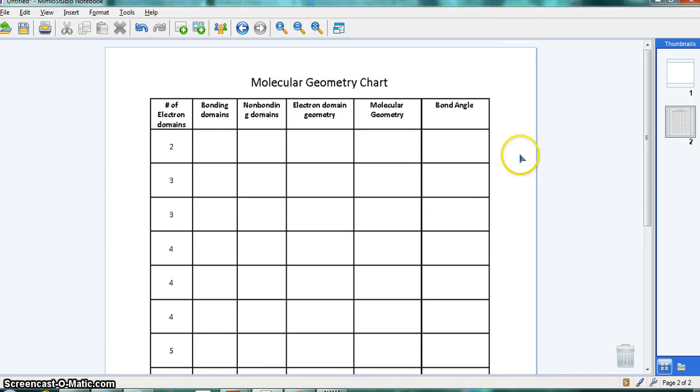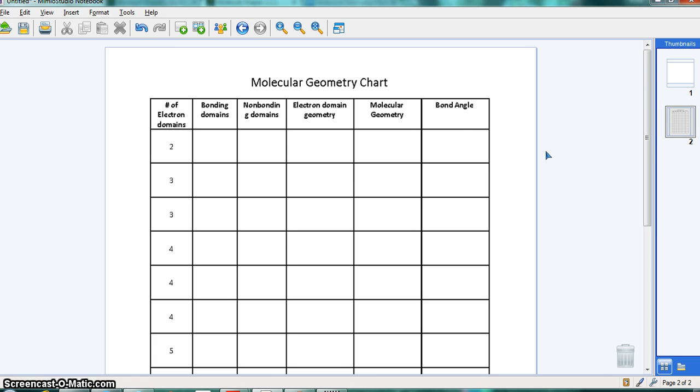Okay, this is the lesson that was taught in class on Tuesday, November 3rd, for those of you that missed it. What we're going to be looking at in this lecture is how to look at a dot structure and determine what shape it is as a three-dimensional molecule.